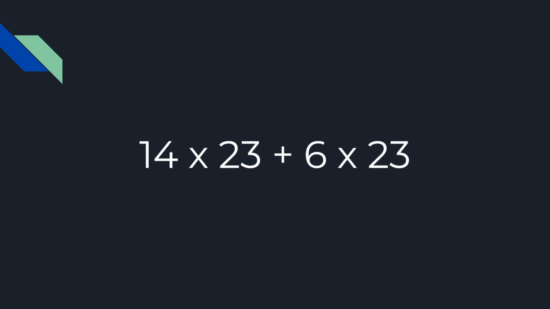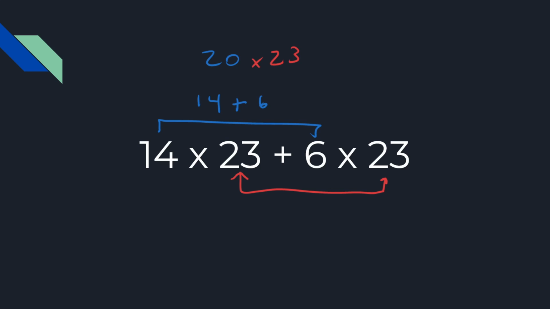To start off with, what is 14 times 23 plus 6 times 23? With these questions, what you do is you find the common number. In this case, they are both being multiplied by 23. You add the two numbers that are different. In this case, 14 plus 6 is equal to 20. And then you multiply by the number that's the same. So in this case, 14 times 23 plus 6 times 23 is just 20 times 23. And 20 times 23 is a lot simpler, which is just 460.